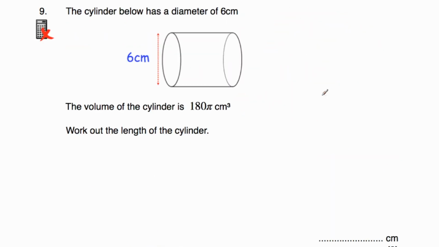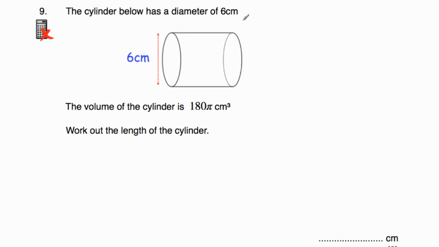Okay, let's have a look at question number 9. So question number 9 says the cylinder below has got a diameter of 6 centimeters. So the diameter of the cylinder is 6 centimeters. As you can see, the cylinder's on its side. And the volume of the cylinder is 180 pi centimeters cubed. Now, it's a non-calculator question, so I'm just putting down my calculator. And the question says, work out the length of the cylinder. So we need to work out the length of the cylinder. Now, it's laying down, so that's the length this way.